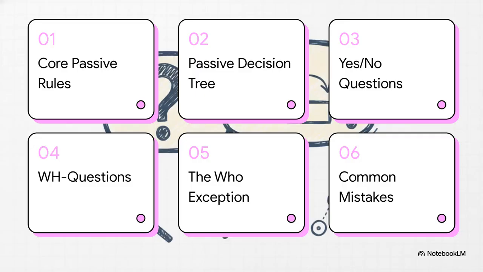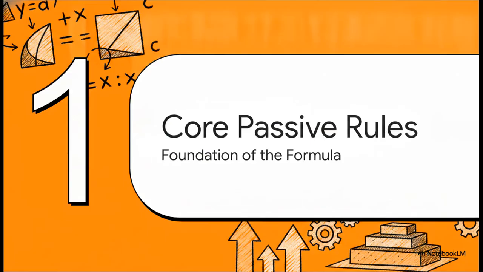And hey, if that opening question gave you a flash of exam anxiety, don't sweat it. Here's our game plan. We'll cover the core rules, build a passive decision tree, tackle yes, no, and WH questions, defeat the tricky who exception, and finish by avoiding common mistakes. Let's get to it. All right, Section 1, the core passive rules.